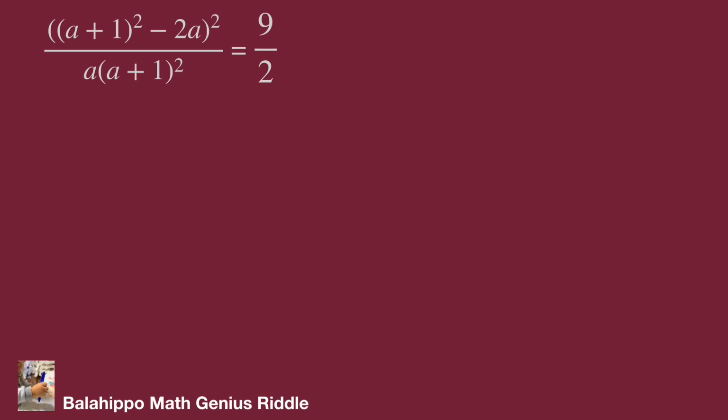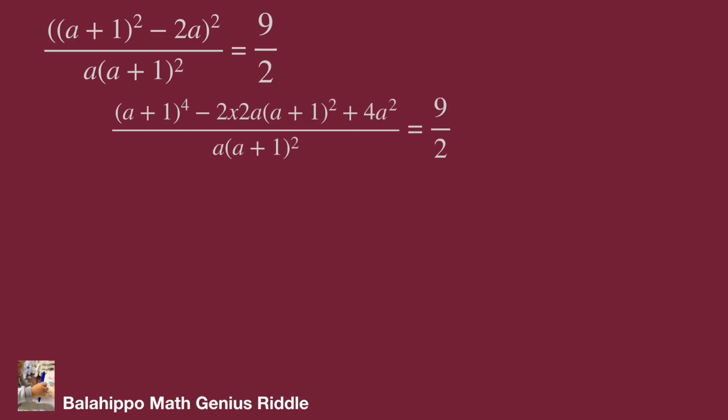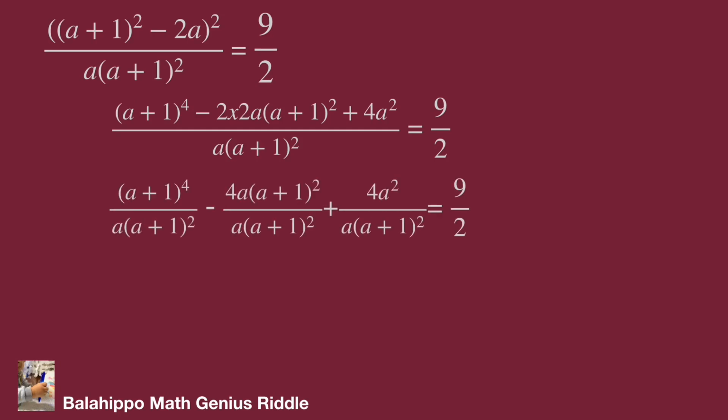Multiply the fraction items. We have (a + 1)⁴ - 2 times 2a(a + 1)² + 4a² over a times (a + 1)² equal to 9 over 2. A great improvement. There is an (a + 1) factor in this fraction. Separate this fraction into 3 separate items. It's clear to simplify it.